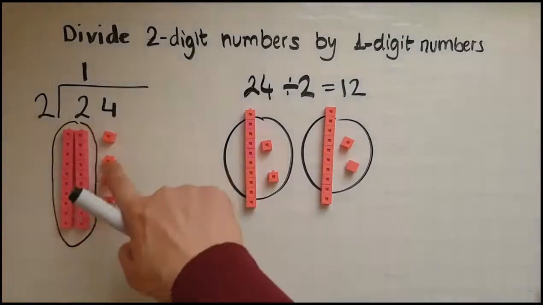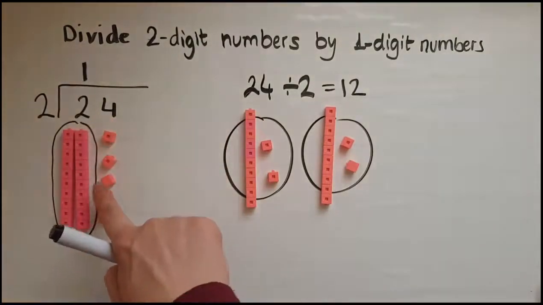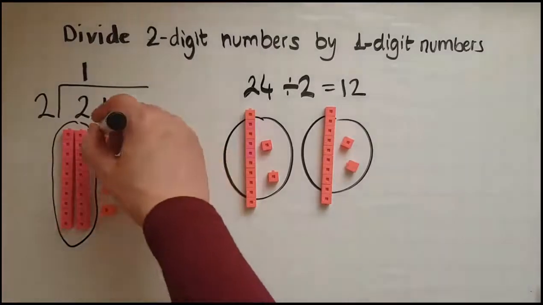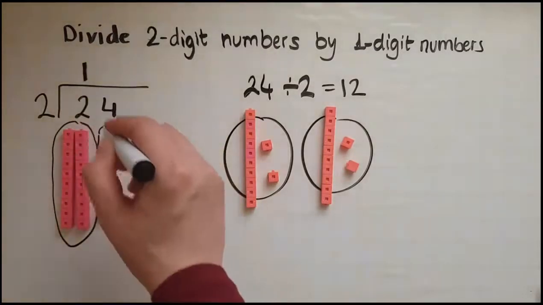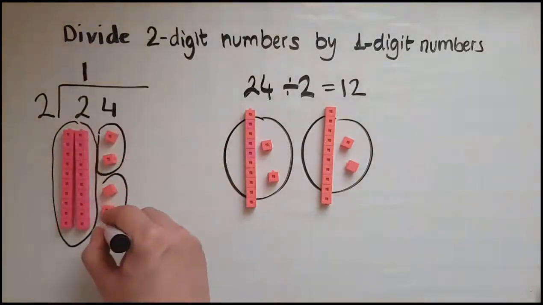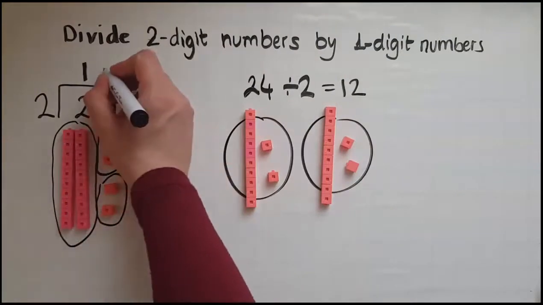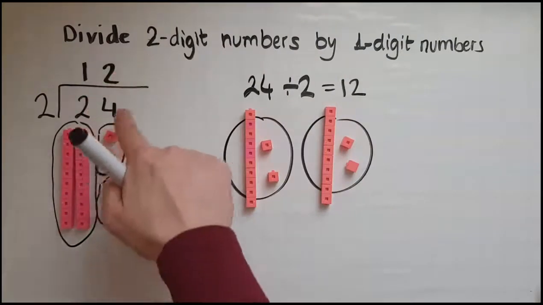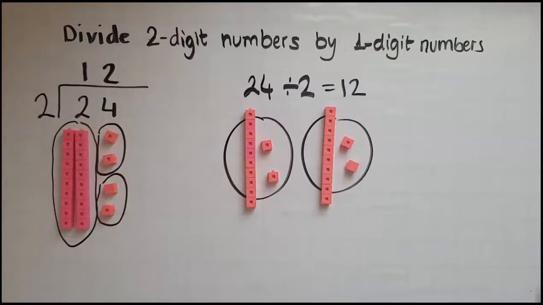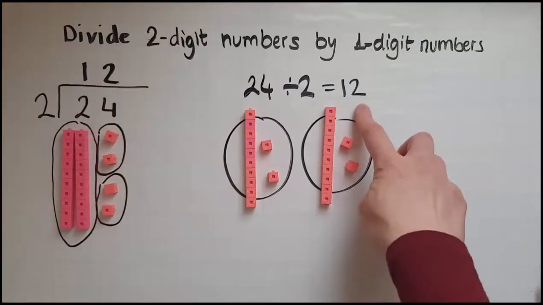With the units, how many sets of 2 can I create? I can create a set of 2 here and another set of 2 there. So there I've created 2 sets for the units. So my answer is 12, just like the other one that I had here.